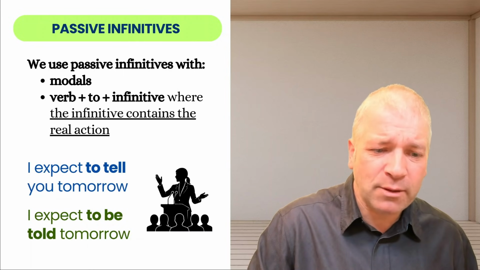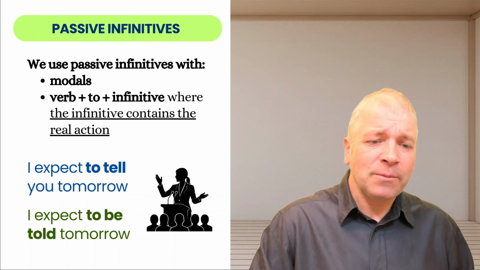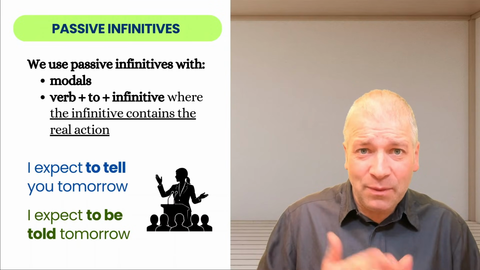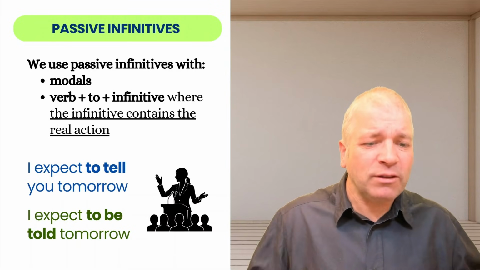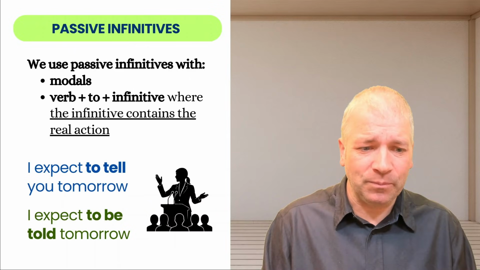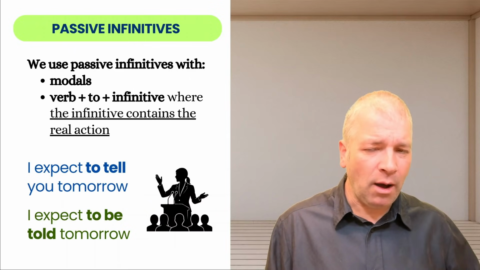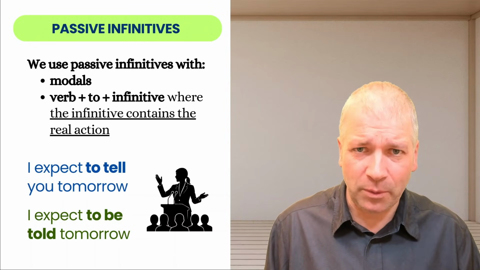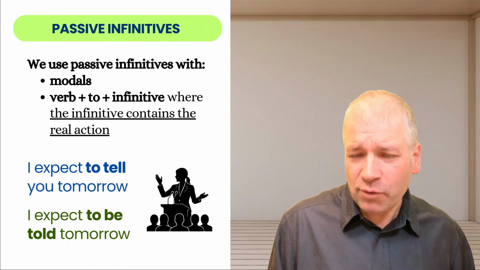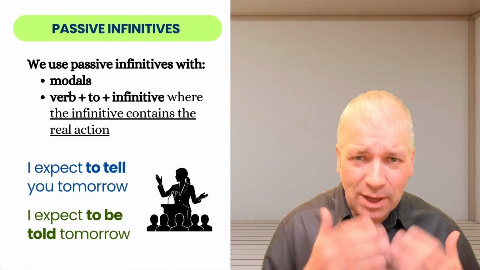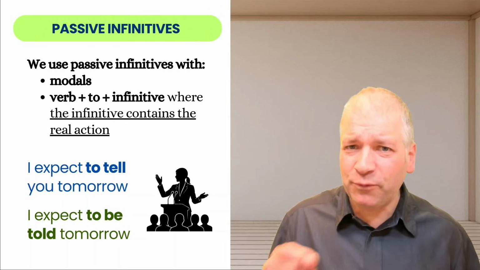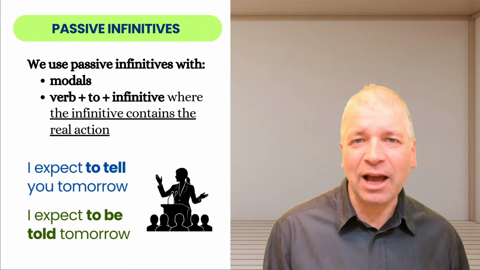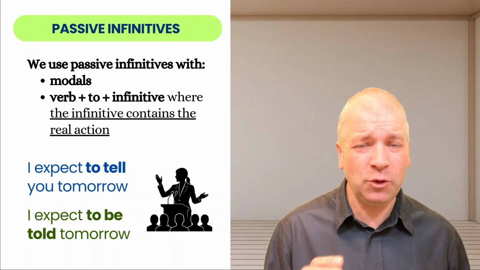We also use passive infinitives when we have a verb followed by to plus infinitive in the active voice, where the infinitive contains the real action. So consider the two examples here. I expect to tell you tomorrow. I expect to be told tomorrow. Notice that the real action here is the telling. The real action comes in the to plus infinitive part. Expect is not an action. Tell is the action. So in English, sometimes we have two verbs together.